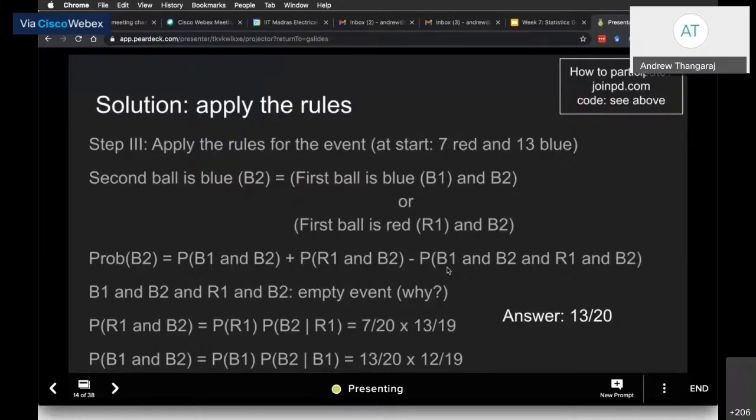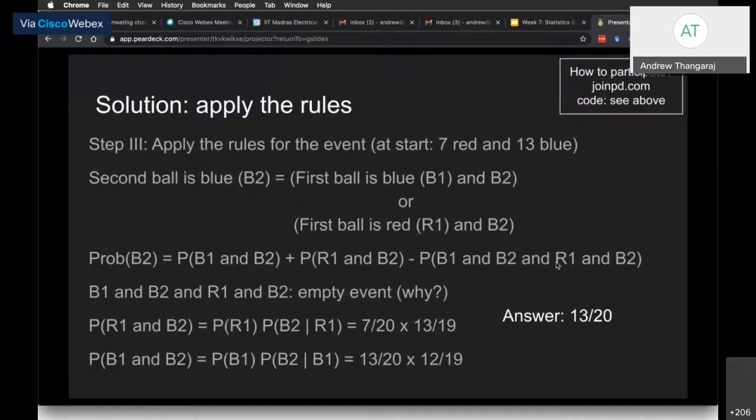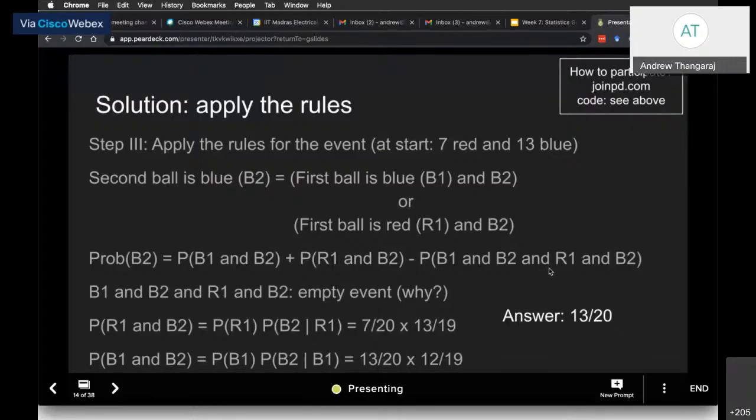Once you have the AND, notice how to identify empty events from AND. That's also critical. B2 and B2 is not empty. B2 and B2 will be B2 happily. There's no problem, you're intersecting corresponding things. But notice what happened to B1 and R1. That's going to give you zero intersection, because the first ball is blue and the first ball should be red also. That's not going to happen. So logically it's not going to happen. Those two are disjoint events, so the intersection will go off to empty. So you have to identify these things.